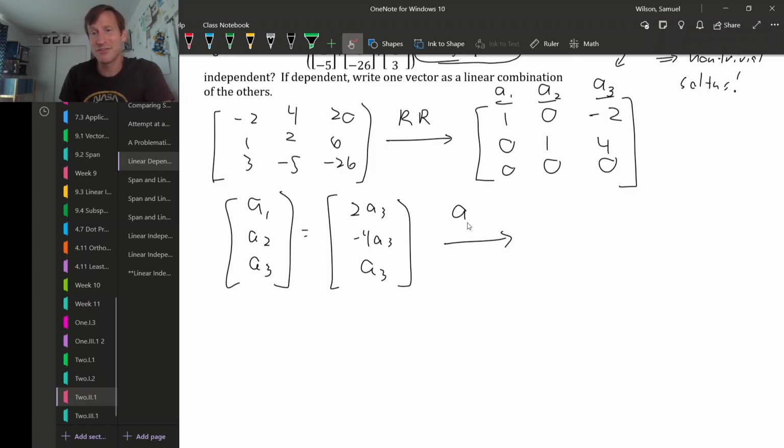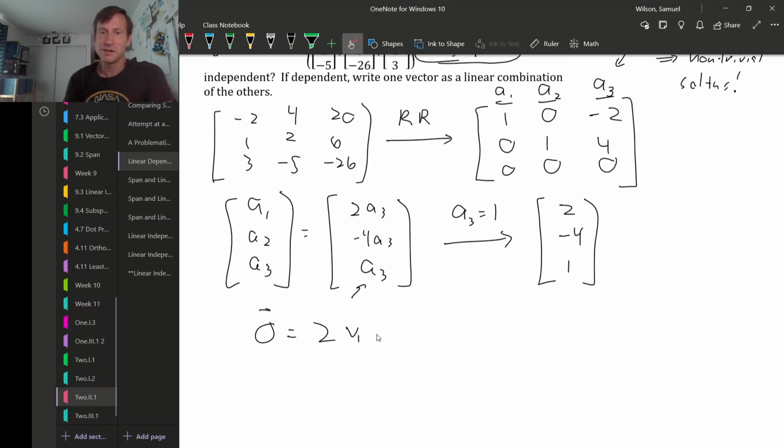So I'm just going to arbitrarily choose the nicest one it looks like we have, and in this example, the nicest one is going to be 1. If we had some messy fractions, we might choose a free variable to make all of the fractions turn into integers once we work it out. But in this example, we don't need to worry about that. So when A3 is 1, we get the particular solution 2, -4, 1. So that means that the 0 vector is 2 times v1 minus 4 times v2 plus 1 times v3.